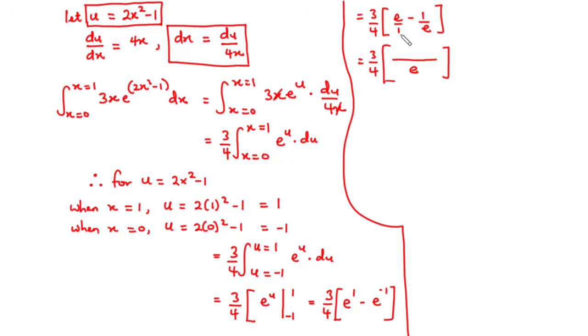So e divided by 1 is e, e times e is e squared, minus e divided by e is 1, 1 times 1 is 1. So finally, we have our result to be 3 over 4 times (e squared minus 1), all divided by e.